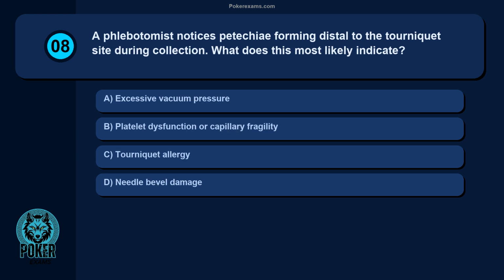Question 8. A phlebotomist notices petechiae forming distal to the tourniquet site during collection. What does this most likely indicate? Excessive vacuum pressure. Platelet dysfunction or capillary fragility. Tourniquet allergy. Needle bevel damage.